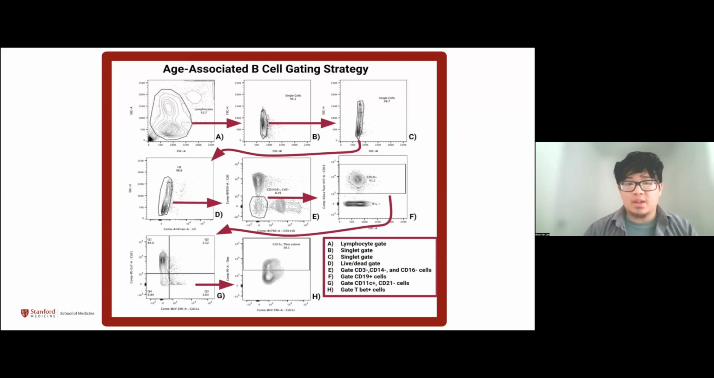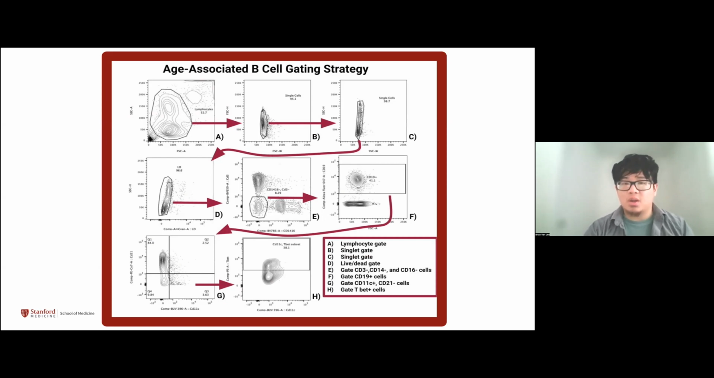So this is our gating strategy. I'm not going to go too much into it, but you do the general lymphocyte gate, followed by double single gates, and then a live gate, and then you follow the flow cytometry binary to actually remove subsets of cells that are not the cells that you're most interested in. And then you end up with your age-associated B cells, which are the ones you want to analyze the most.